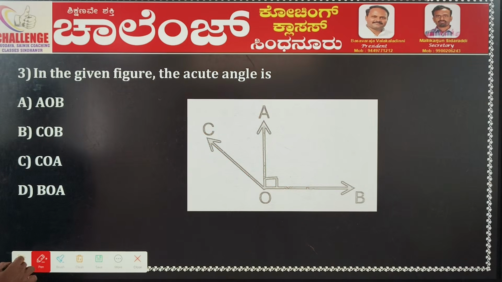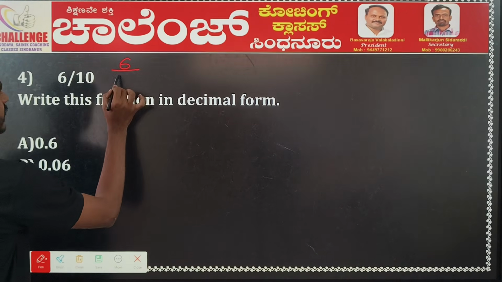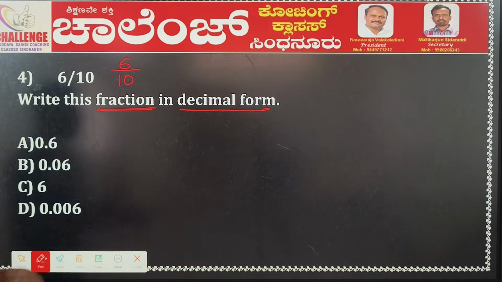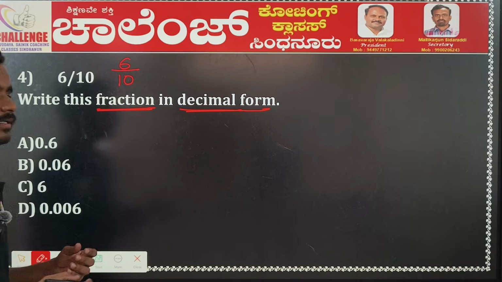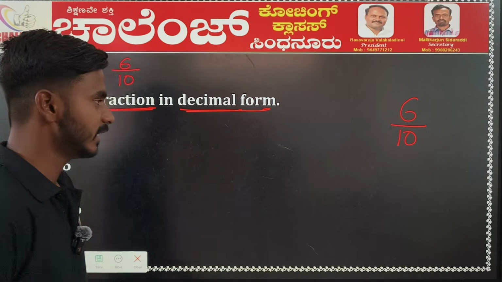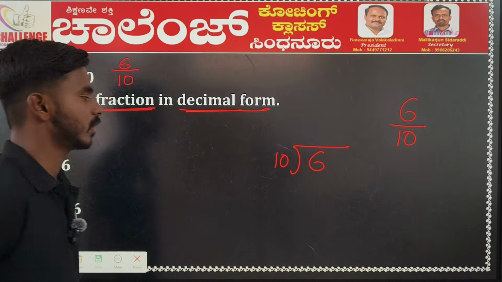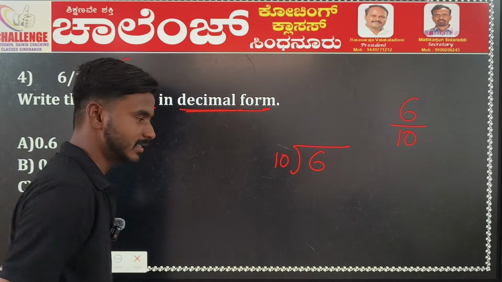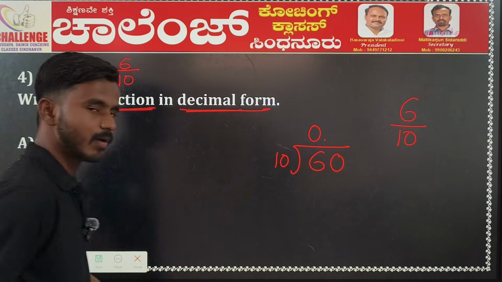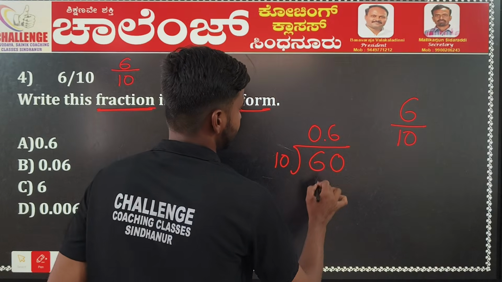Next question is 6 by 10. Write this fraction in decimal form. How do we find the decimal form of a fraction? We know that a fraction is a simple form of division. We need to divide 6 by 10. 6 is smaller than 10, so apply a 0 and a decimal point, because 6 is smaller than 10. Then 6 becomes 60. 10 sixes are 60.